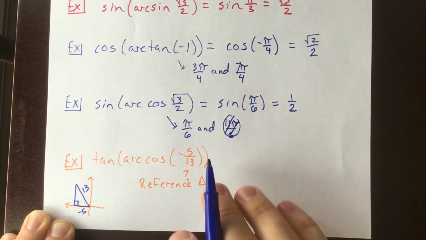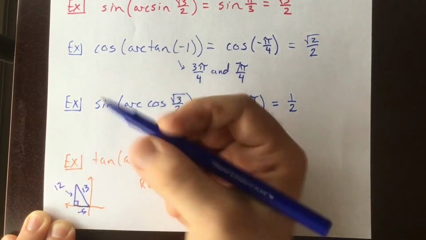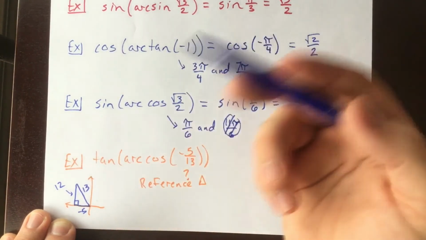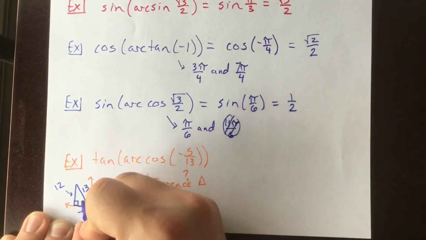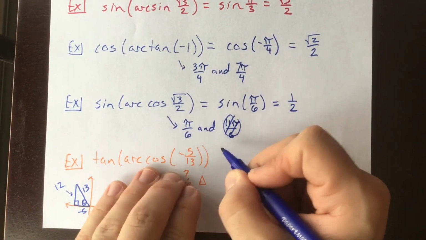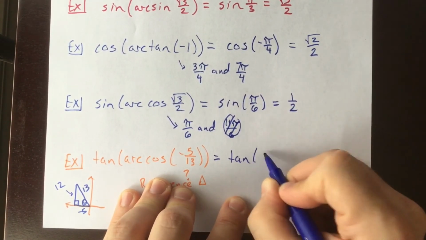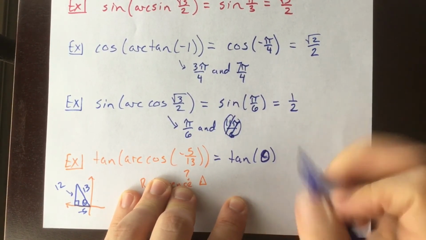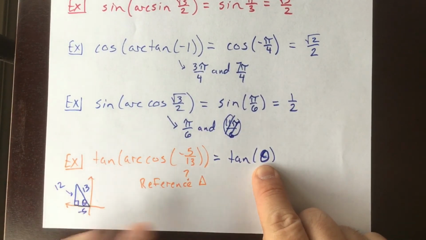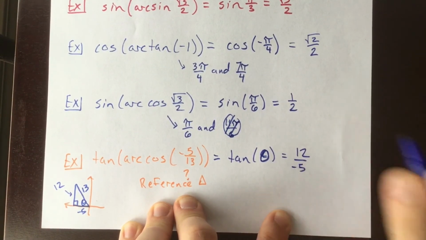You can quickly use the Pythagorean theorem, and we're going to find that this unknown side here is 12. So 13 squared minus 5 squared is 144, and square root of 144 is 12. So this is our angle measure. We don't know what the angle measure is, but we can take the tangent of this angle measure. The tangent is going to be positive 12 over -5.